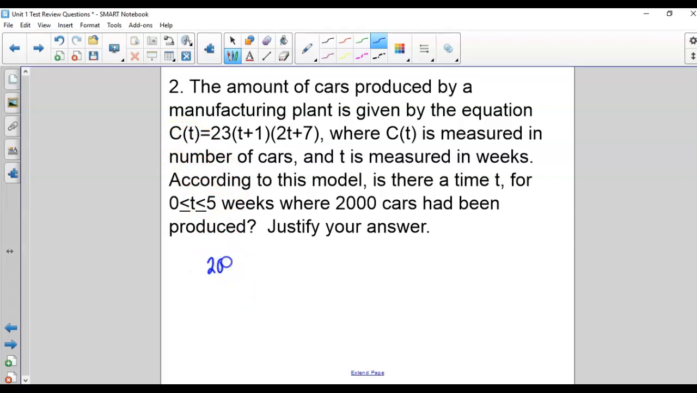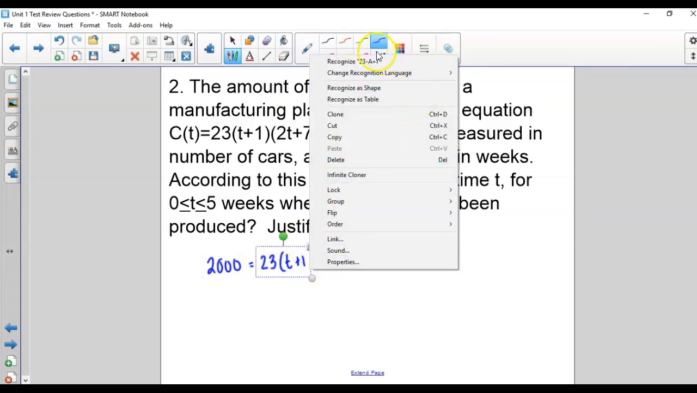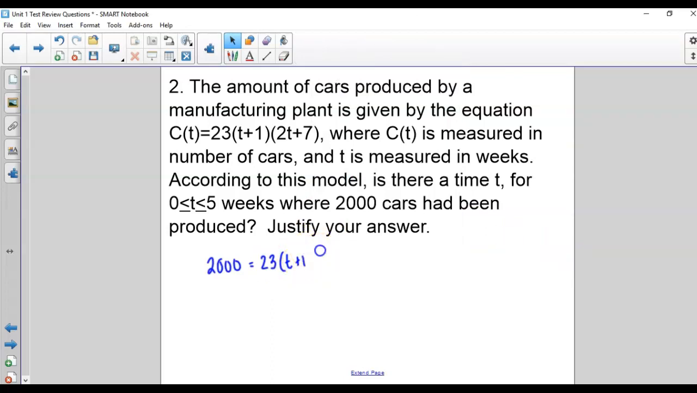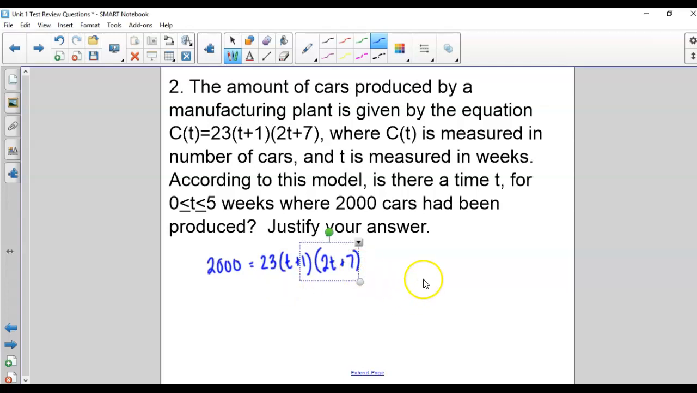We could do something like this: 2,000 equals 23 times t plus 1 times 2t plus 7. But this is calculator inactive. That's going to be a big number, possibly necessary for us to do the quadratic formula, and it's going to be nearly impossible to do without a calculator, and if not impossible, at least takes way too long for us to spend that time.